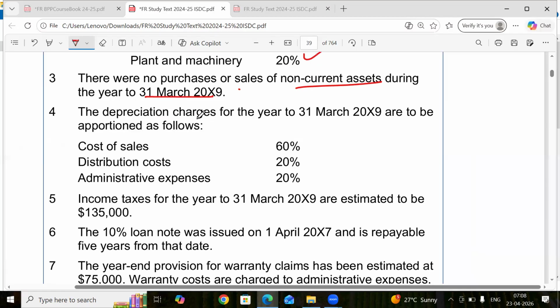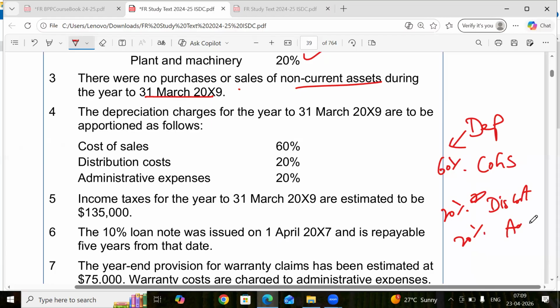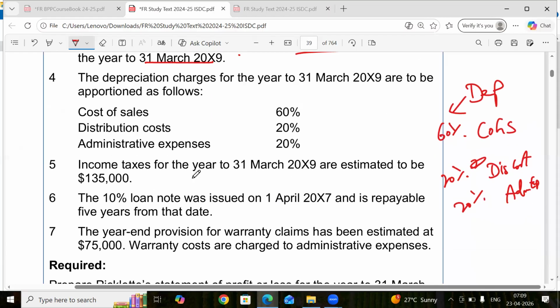Regarding depreciation charges, whatever depreciation you get, 60% of that should go in COGS, cost of sales or cost of goods sold. 20% of the depreciation should go in distribution cost, and the rest 20% should go in administrative expenses. Income taxes estimated is this.